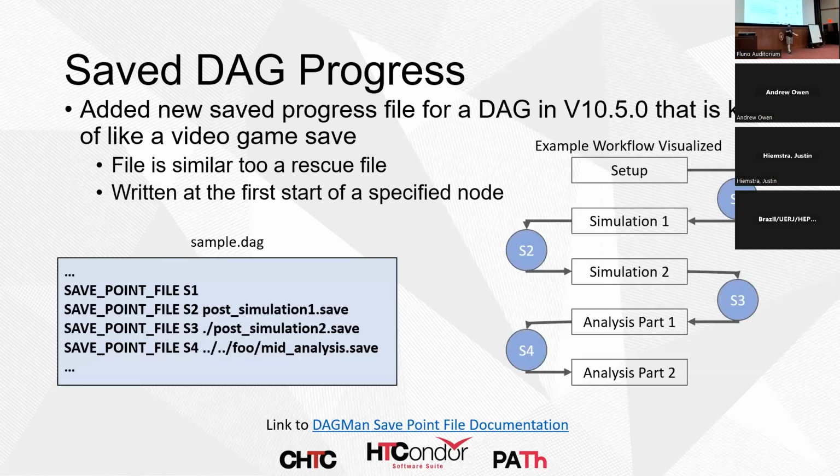So in this example, I have a sample DAG file. These are the 4 different possibilities for declaring the save point file. And in here, we have this complex workflow. I kind of simplified it. So we have this very complex setup state.